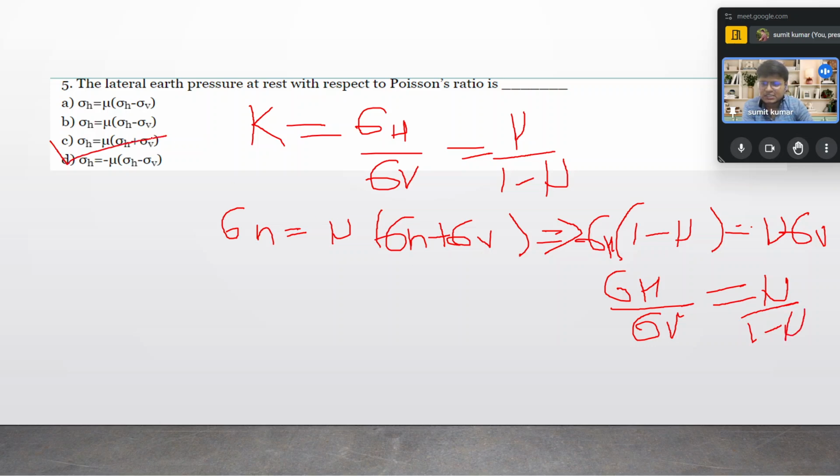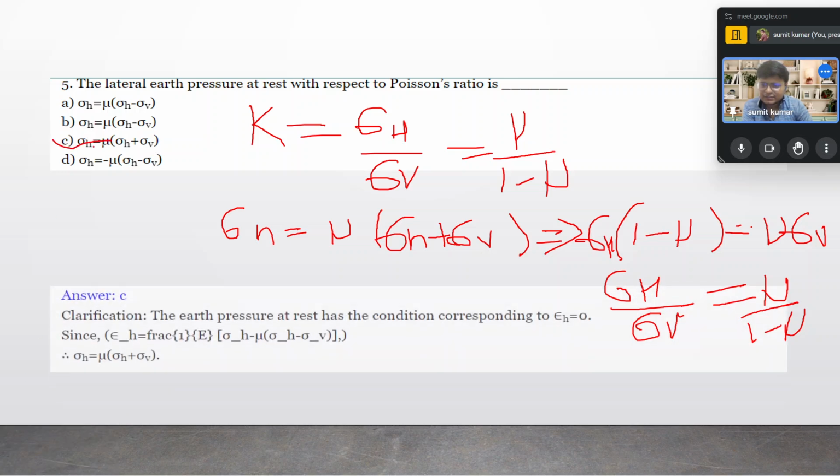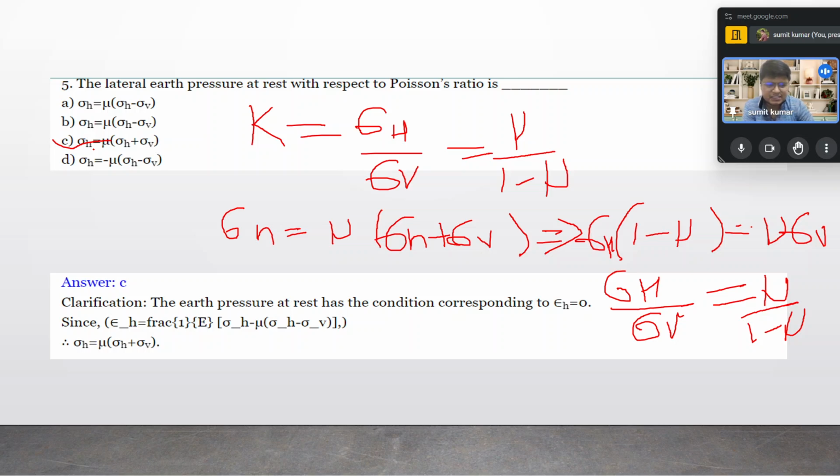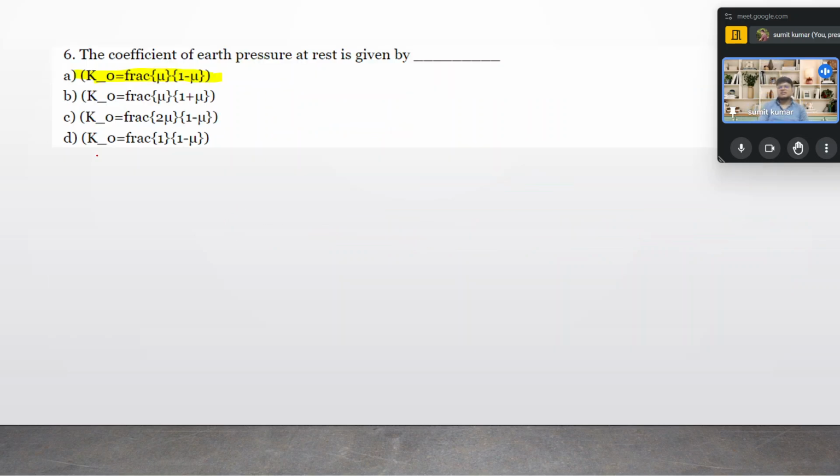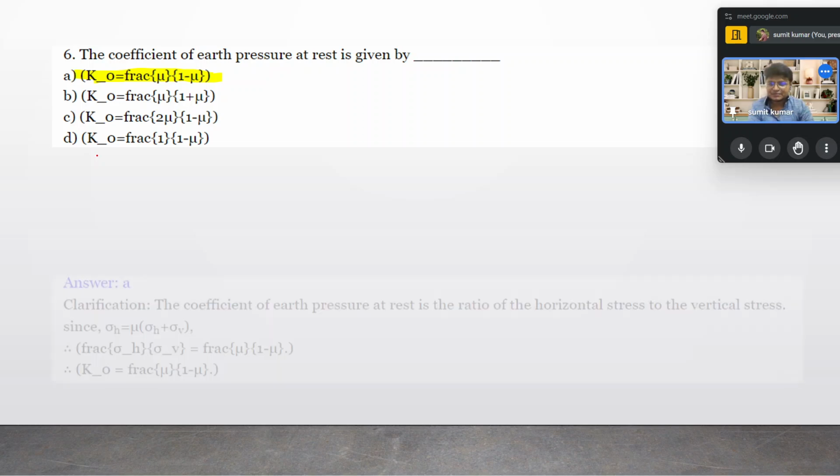So the option number C is the correct answer. Over here, the explanation is also mentioned, but my calculation shown is far better. Okay, the next problem, the solution is also already mentioned. The coefficient of earth pressure at rest condition is given by mu by 1 minus mu. The fraction is mentioned over here, so leave it. And the question is also not mentioned in the correct order, but the solution is already mentioned. So the option number A is going to be our correct answer.